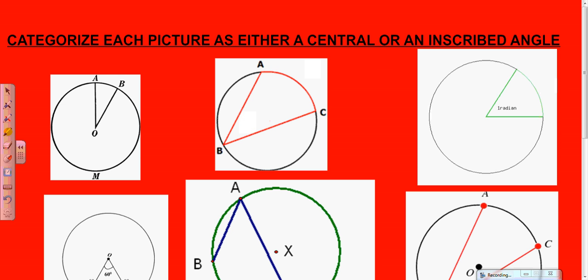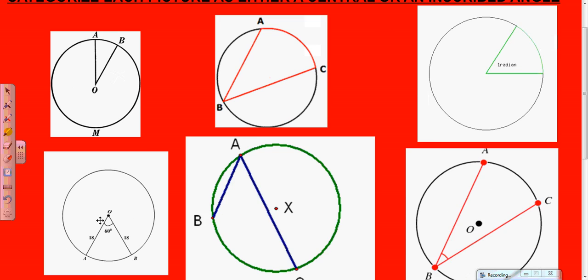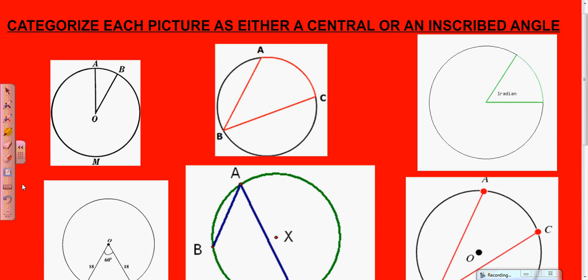All right, what I want you to do, you're actually going to start this on your own real quick. Go through, pause the video, and I'm going to pause too, and I want you to just identify whether the picture gives you a central angle or an inscribed angle. So you're going to go through each example one at a time, and you can either write central or inscribed, or you can write C or I. All right, so we have 6 examples to look at. Decide if they're central or inscribed. Go ahead.